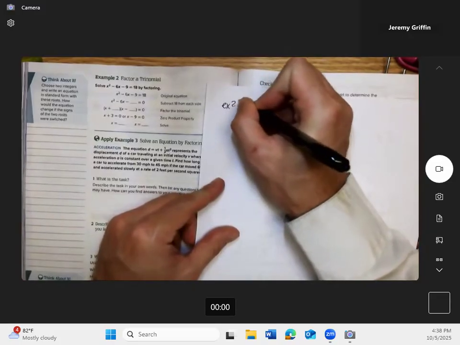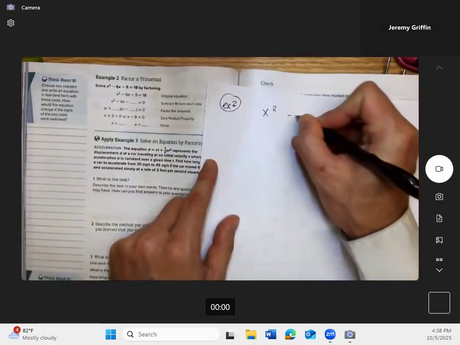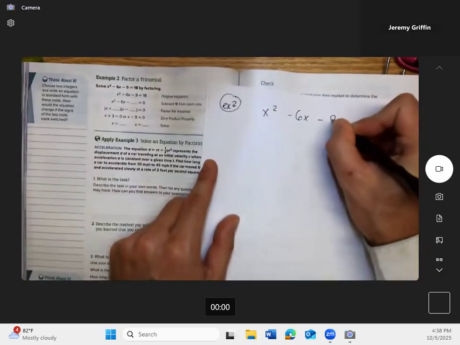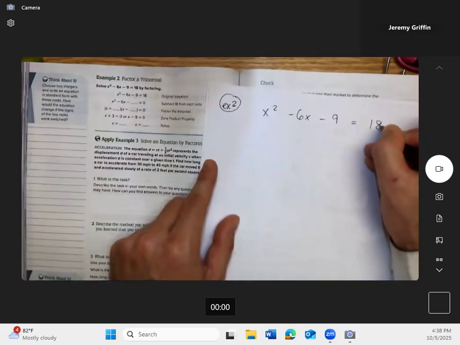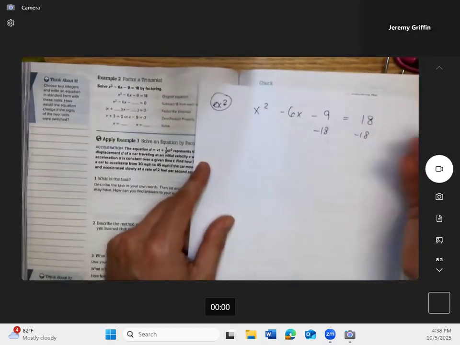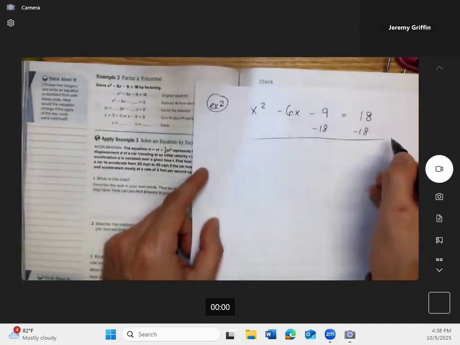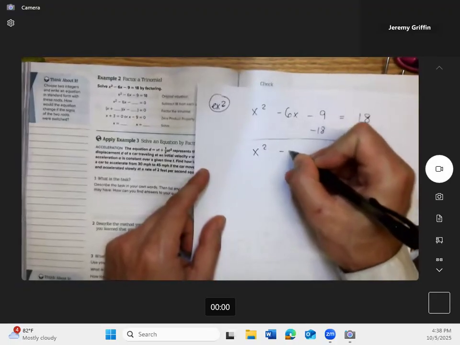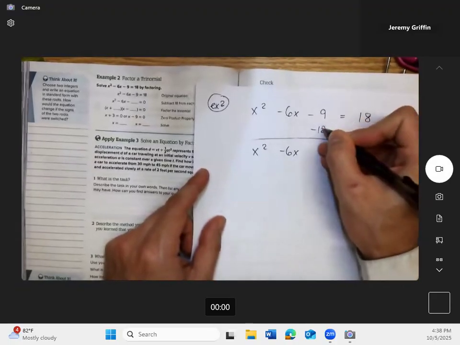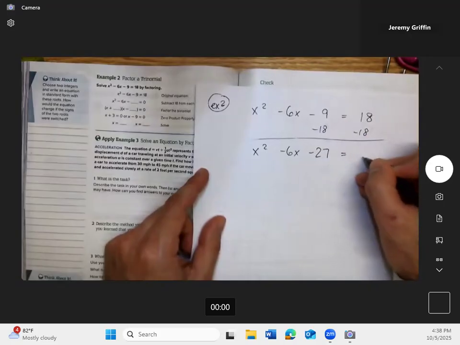So example two, right here on page 158, got x squared minus 6x minus 9 equals 18. Right, so the first thing I think is subtract 18 from both sides to get it set equal to 0. That'll be a common theme this lesson, to get everything set equal to 0. And so it gives me x squared, minus 6x, and here that's minus 27, isn't it? Is that right? Yeah, minus 27, is equal to 0.